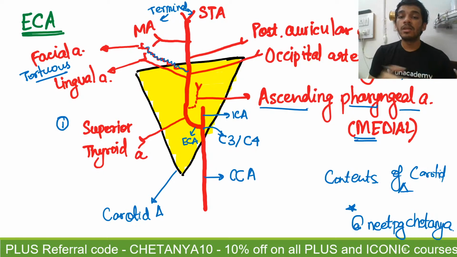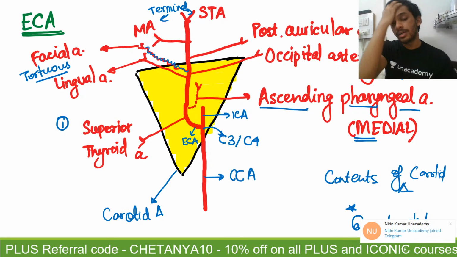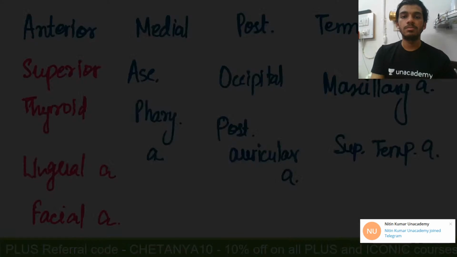So you will have the posterior auricular arteries and the occipital arteries. In between them, you will have the mastoid process. What separates the posterior auricular artery from the occipital artery? That will be your mastoid process. That is an orientation of the wheel.